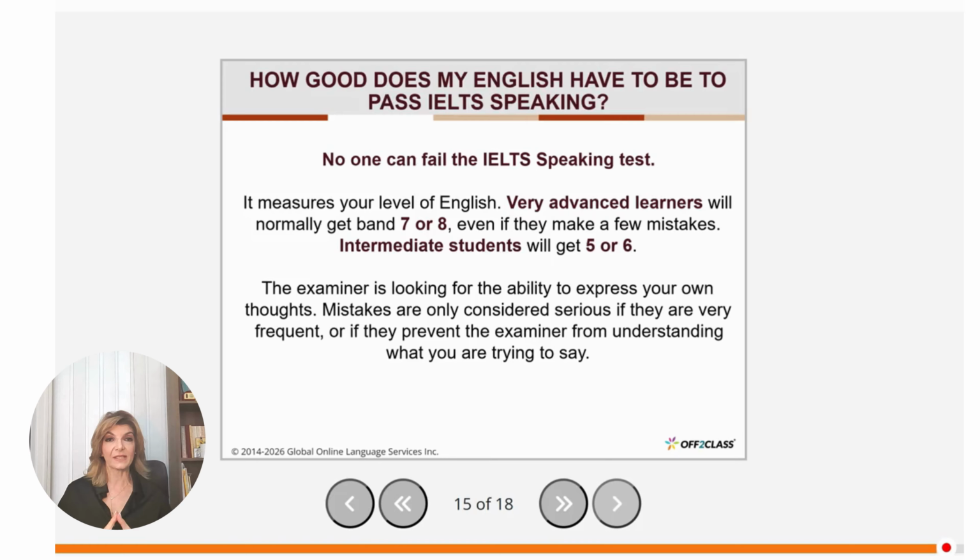But very advanced learners normally get around 7 or 8, even if they make few mistakes. Intermediate students will get a 5 or a 6.